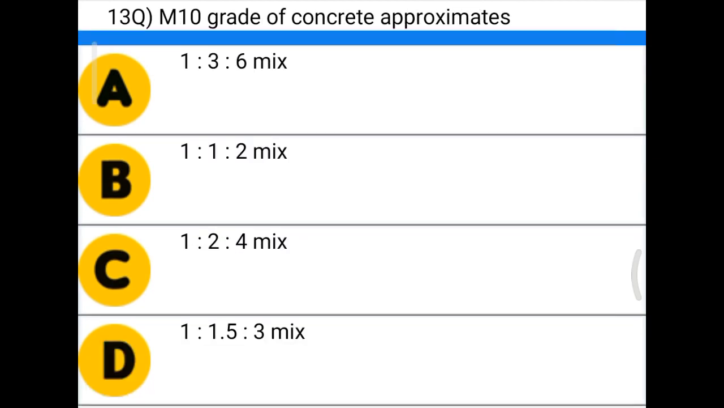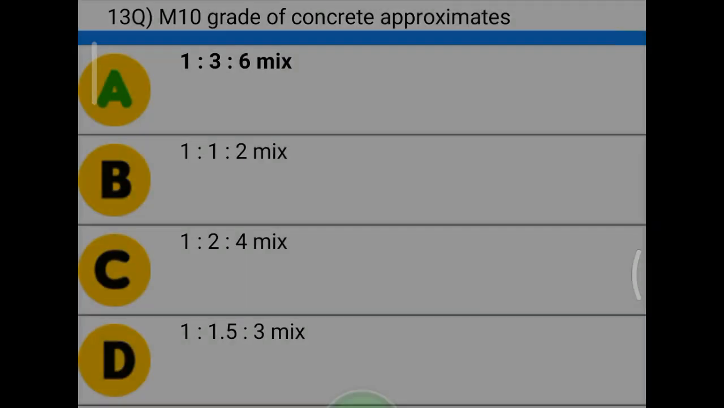Next question, M10 grade of concrete approximate option A, 1:3:6 mix. Option B, 1:1:2 mix. Option C, 1:2:4 mix. Option D, 1:1.5:3 mix. So the correct answer is option A, 1:3:6 mix.